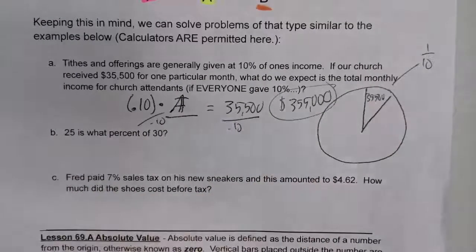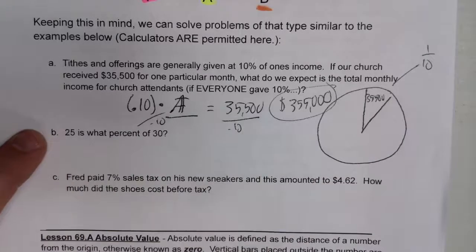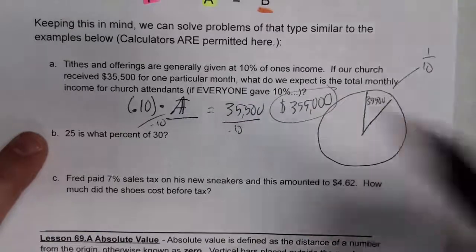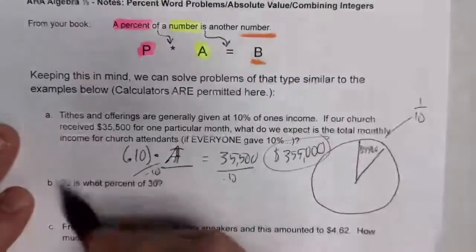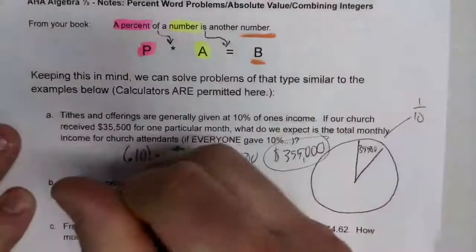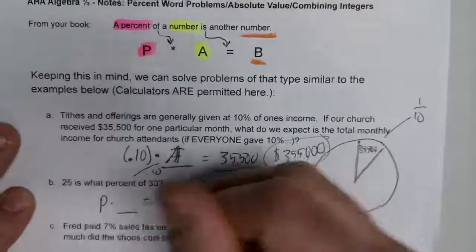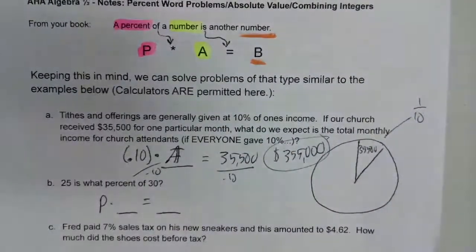Now, how about I make it really simple? 25 is what percent of 30? How do we do that? Go back to our formula. Percent. So I don't know the percent, but I know what? What's important here is to recognize where does the 25 go, where does the 30 go.